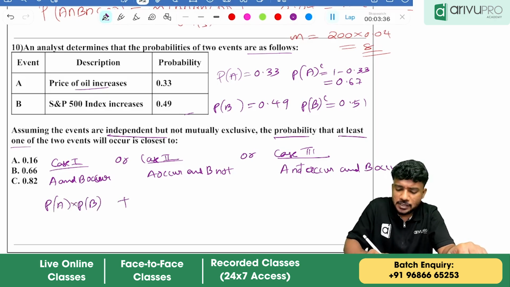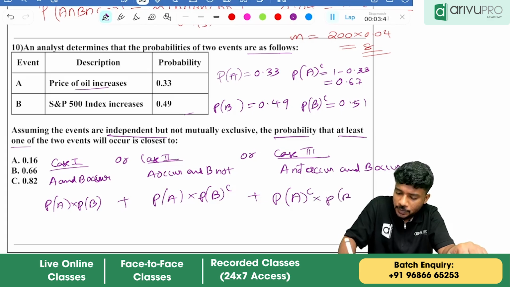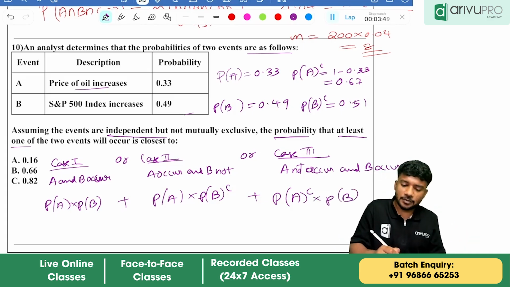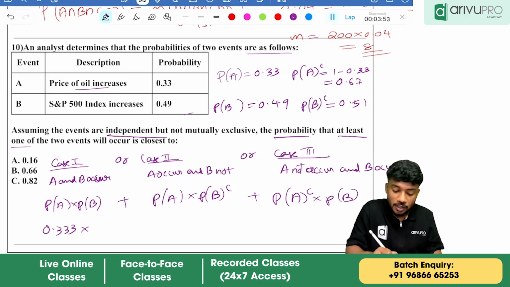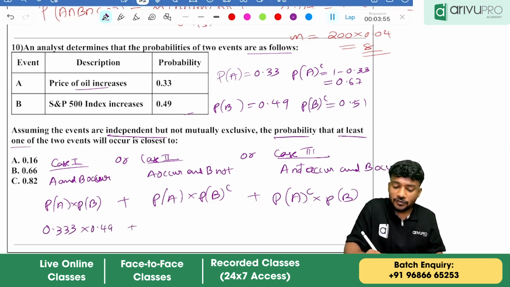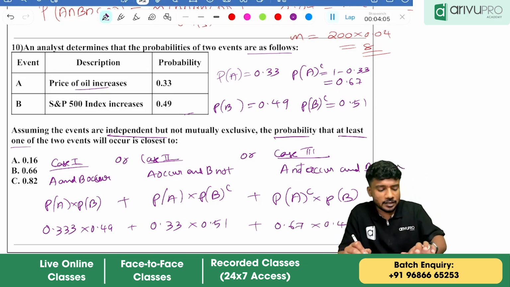Now, A and B occur means P of A into P of B. Or means plus. A occurs and B does not means P of A into P of B complement. Plus A does not occur and B occurs means P of A complement into P of B. Substitute the values: 0.33 into 0.49, plus 0.33 into 0.51, plus 0.67 into 0.49. Use calculator, get me the answer.